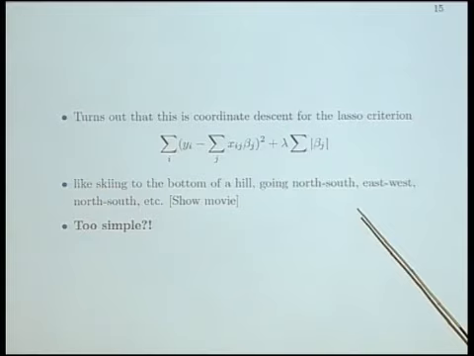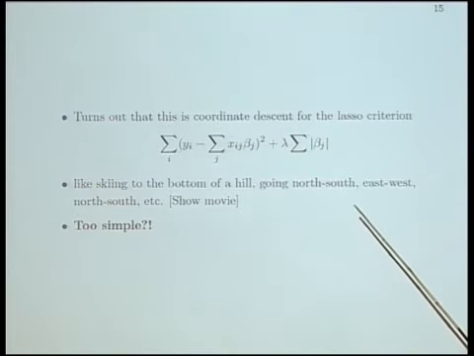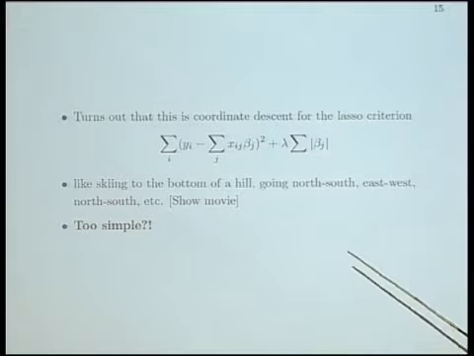Well, it sounds kind of silly, right? Why not go straight to the bottom? Well, suppose you had a peculiar ability to ski much faster north, south, and east, west than in any other direction. You might do this. Well, that's what's happening here.